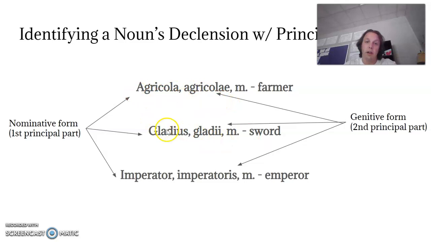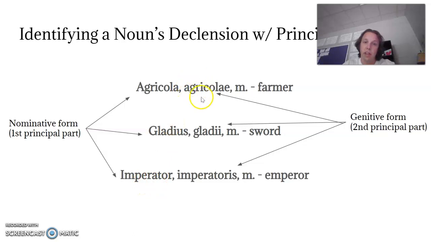Using these two parts, you can figure out what declension a noun is. Now, it may seem as simple as: agricola ends with an A, so it's first declension, or gladius ends with US, so it's second declension. And while that is true, it's not always true. For example, here with imperator, sometimes we have seen some second declension nouns that end with the letter R. But in this case, this is a third declension noun. So you can't totally rely on this nominative singular form to tell you what declension the noun is.